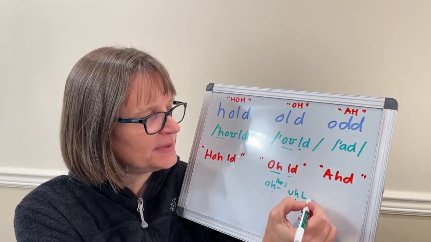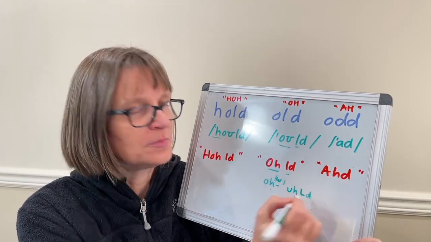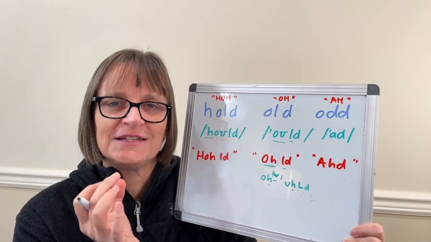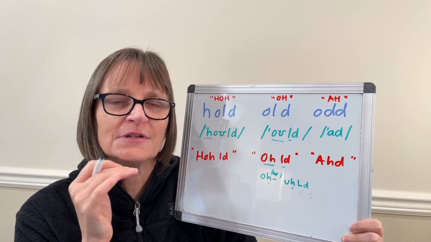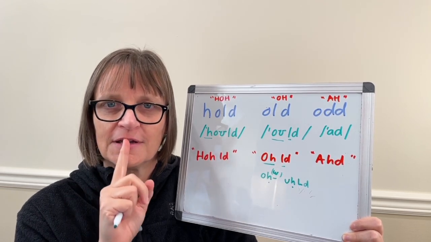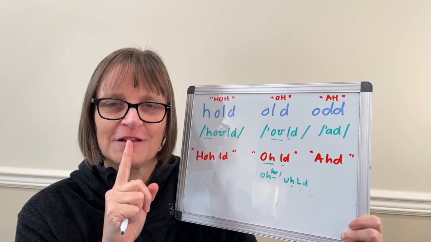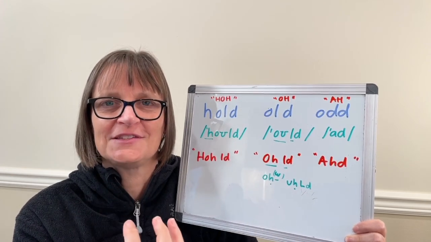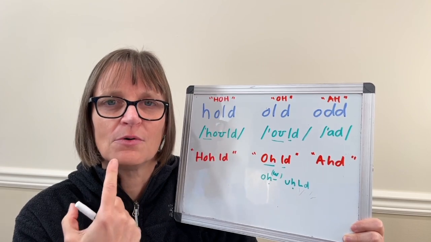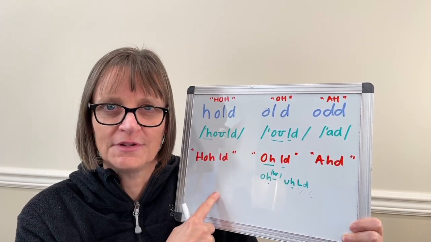So that's how to build old, and also sometimes going from the ol to the d is challenging for people. So what you should feel when you say old is that your tongue is connecting behind your teeth for the ol, and then it stops the air and releases it for the d, old, and hold.